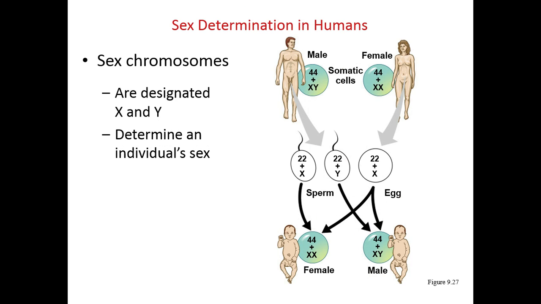In humans, we determine our genetic sex with sex chromosomes. They're designated as X and Y. Females have got two copies of the X chromosome, and males have got a copy of X and a copy of Y. So it's actually men that determine the sex of their offspring.